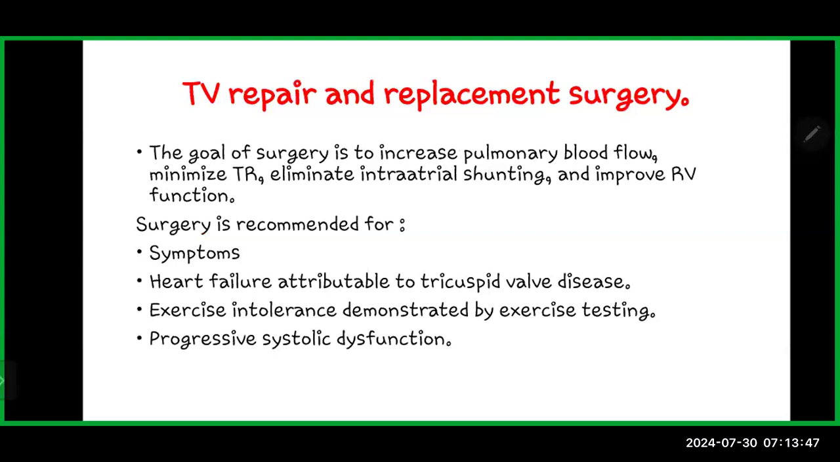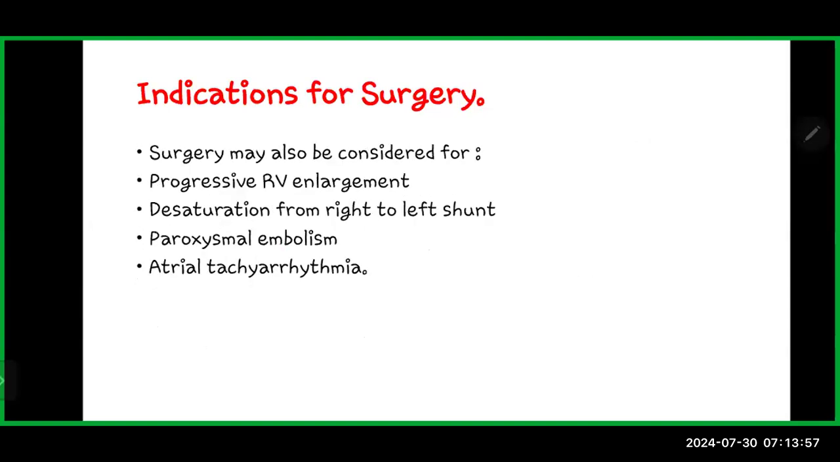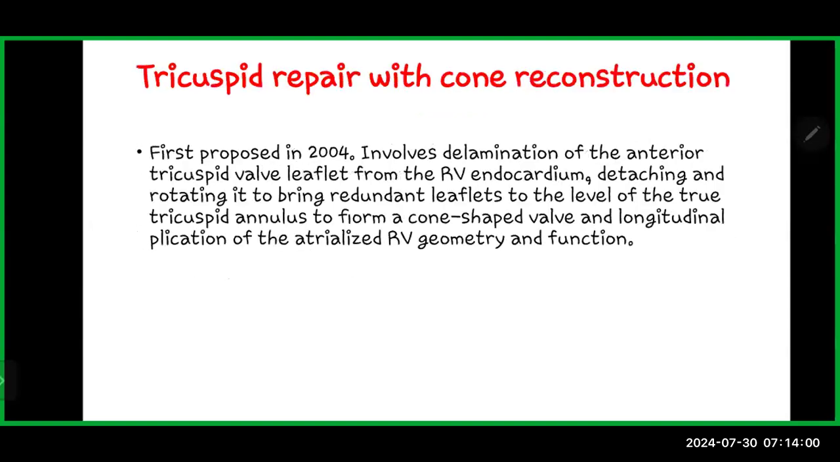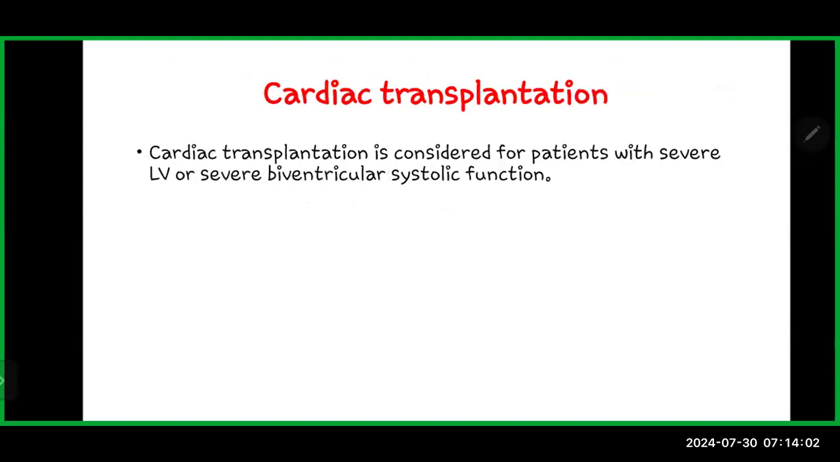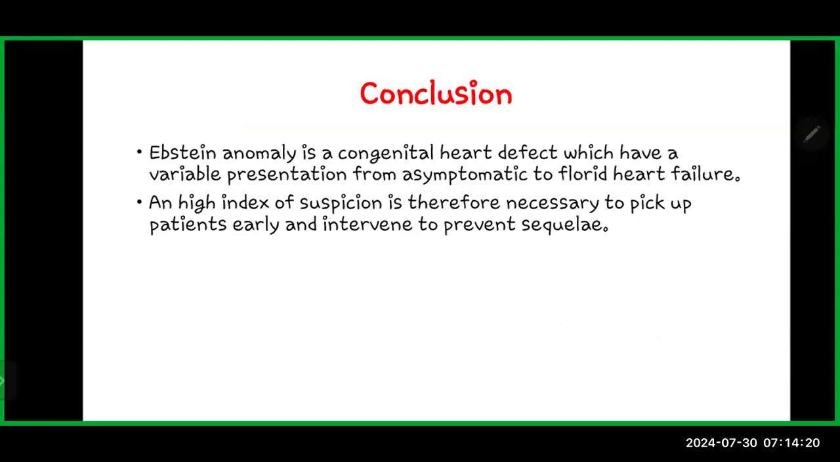For surgical repair, we have the recommendation for surgery in people that have heart failure, exercise intolerance, and progressive diastolic dysfunction. These are also some indications for surgery, and also we can do a heart transplant. Heart transplantation is considered for patients with severe LV or severe biventricular systolic dysfunction. These are the complications we can get from the Ebstein anomaly, and these are the outcomes. So, thank you.